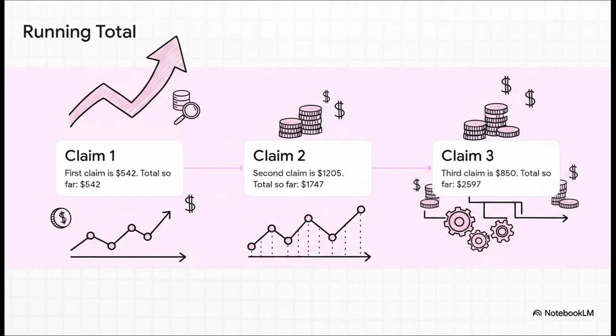It takes the first claim, $542. Then it adds the second claim to that total, bringing us to $1,747. Then it adds the third, and so on. It gives you this awesome cumulative view that's just incredibly useful for tracking trends.